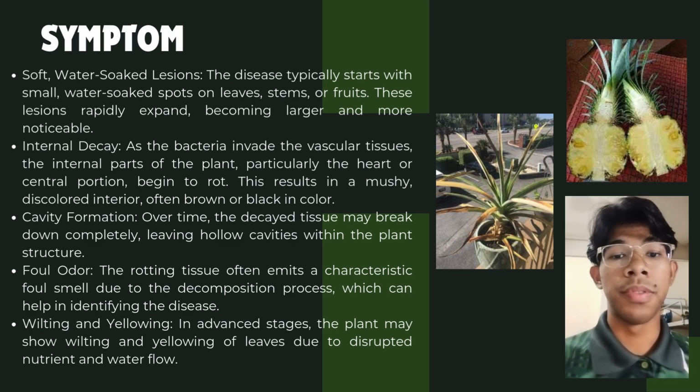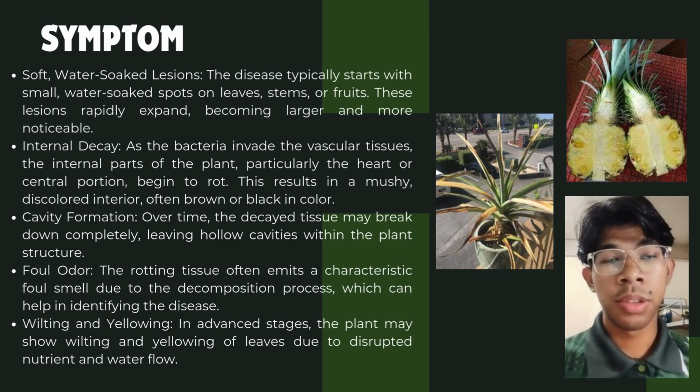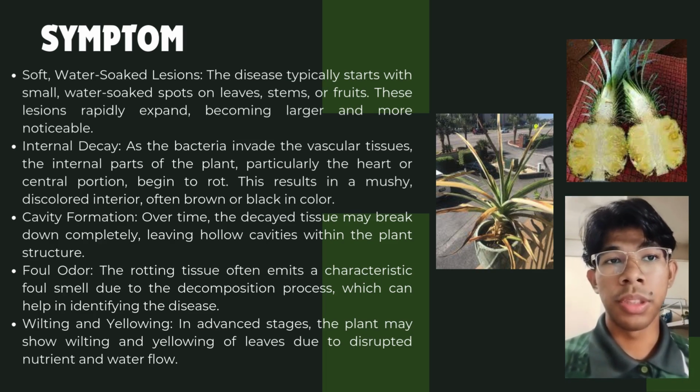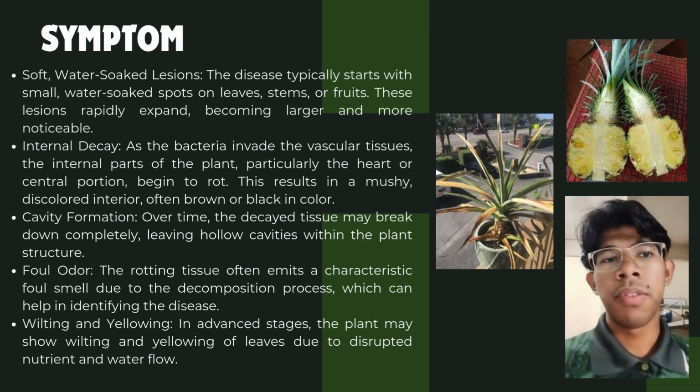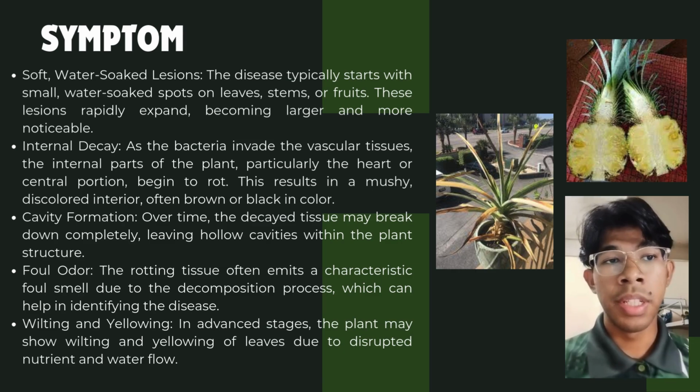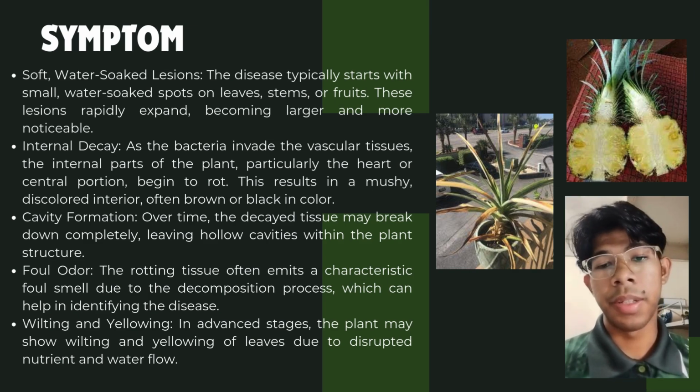So for the symptoms of this disease, firstly, soft water-soaked lesions. The disease typically starts with small water-soaked spots on leaf, stem or fruit. These lesions rapidly expand, becoming larger and more noticeable. Other than that, internal decay. As the bacteria invade the vascular tissues, the internal part of the plant, particularly the heart or the central portion, begins to rot. This results in a mushy, discolored interior, often brown or black in color.